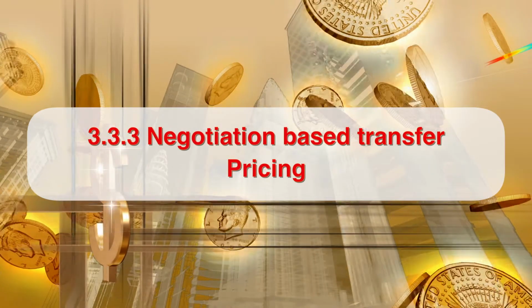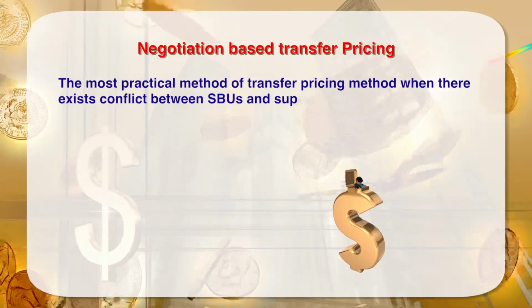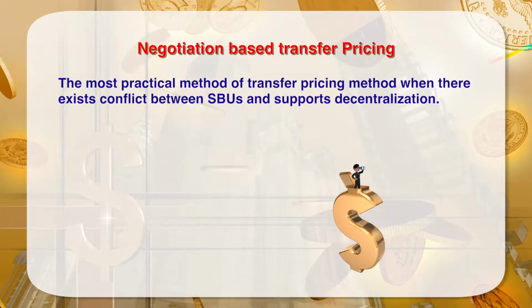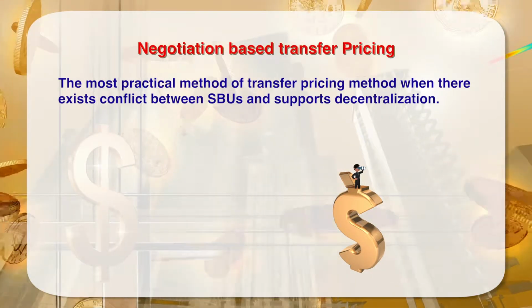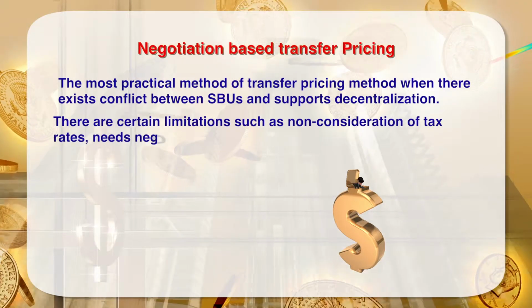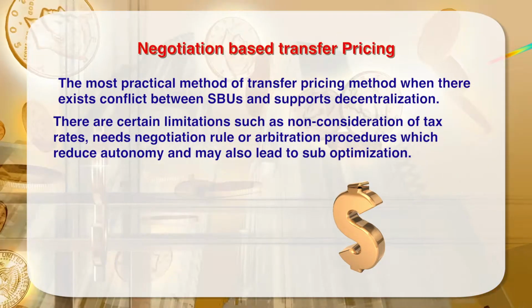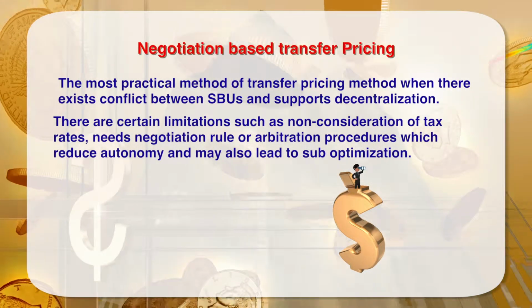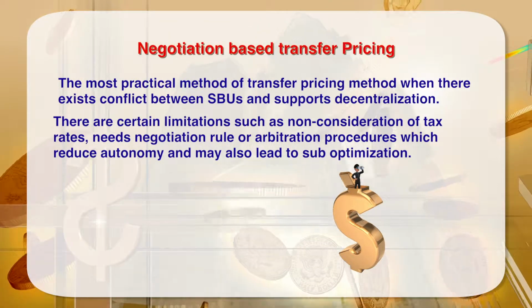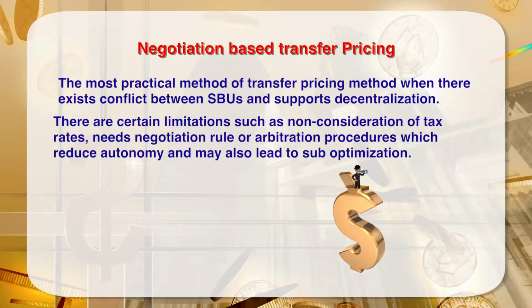Negotiation-based transfer pricing. The most practical method of transfer pricing when there exists conflict between strategic business units and supports decentralization. There are certain limitations such as non-consideration of tax rates, needs negotiation rule or arbitration procedures which reduce autonomy and may also lead to sub-optimization.